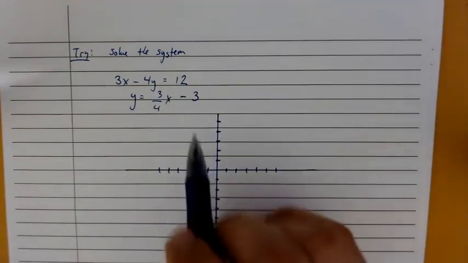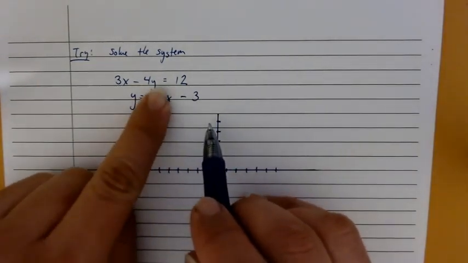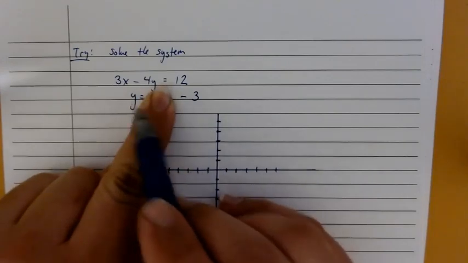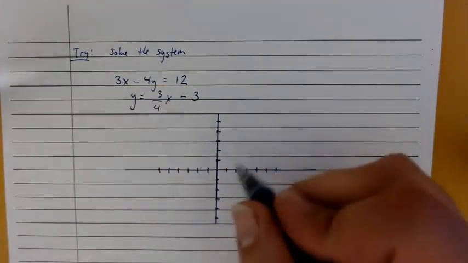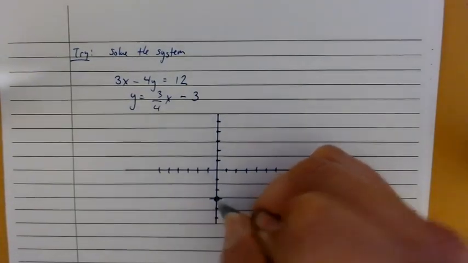Okay. We have a y-intercept of (0, -3), because if x is equal to 0, that term goes away. We have y equals -3. So that is our first point.